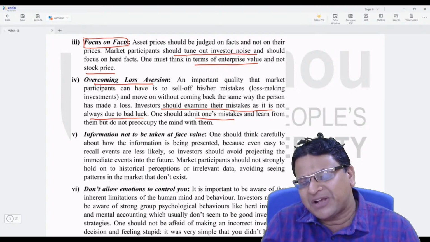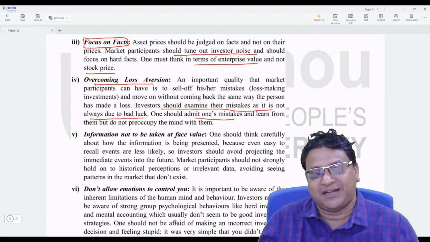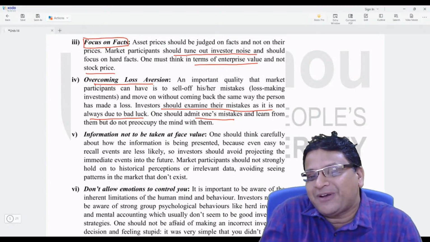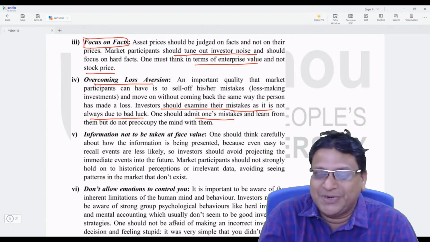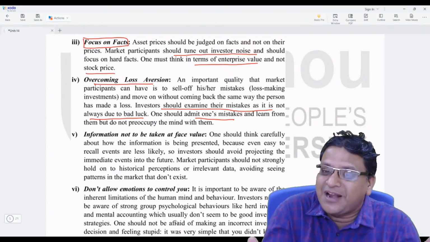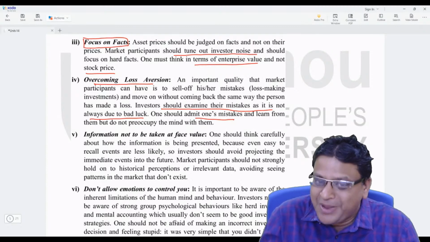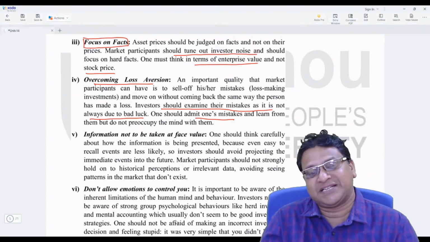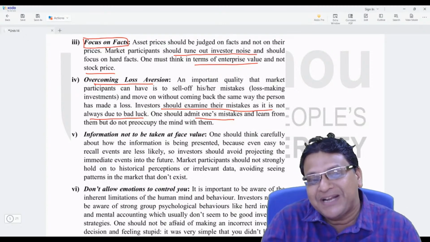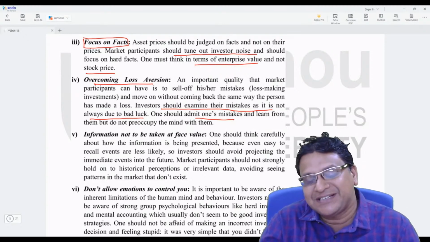One cannot be correct all the time in the market. So you have to be correct the majority of the time. But there are many situations which are out of your control. You are a human being. You can make mistakes. Admit your own mistakes. But people do not admit their mistakes and they take these decisions.